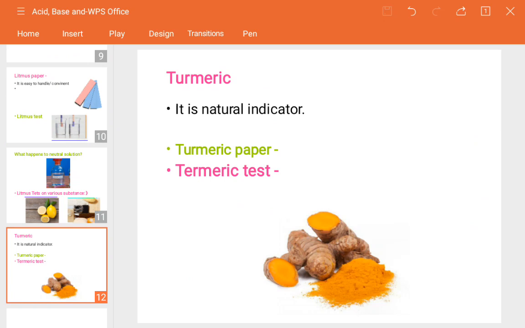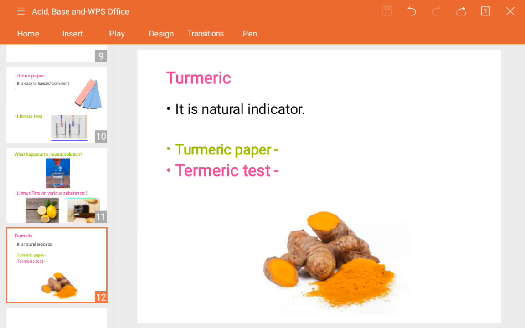Next, you will see some changes. The filter paper will turn a yellow color. After drying, you have to make some long strips, two or three strips, and then you can use those strips for the next purpose. That is, now you have made a turmeric paper. By applying the turmeric powder on the filter paper and, after drying, cutting it into strips, you have made a turmeric paper.